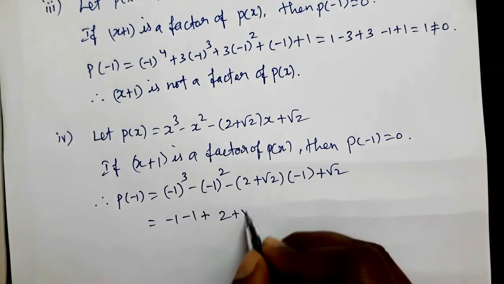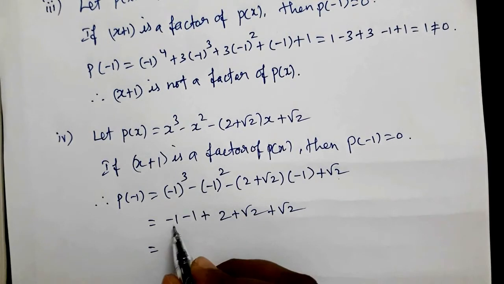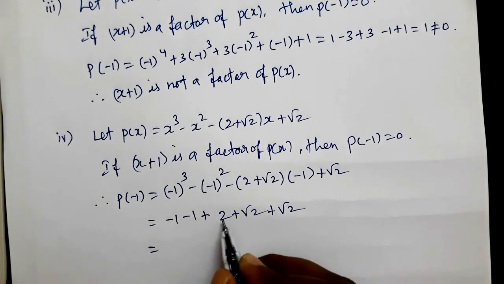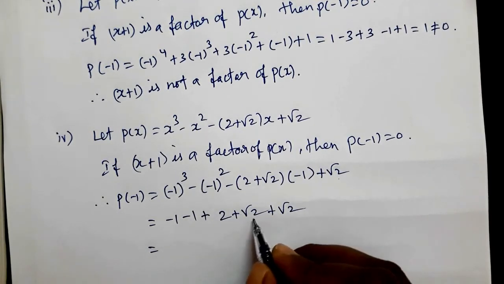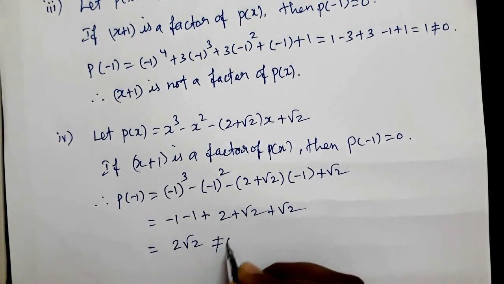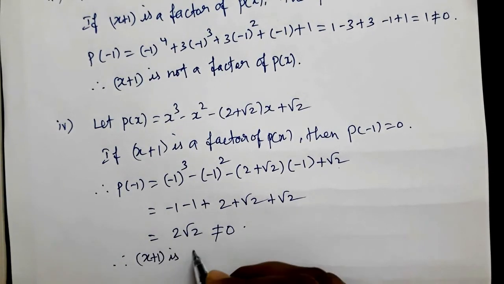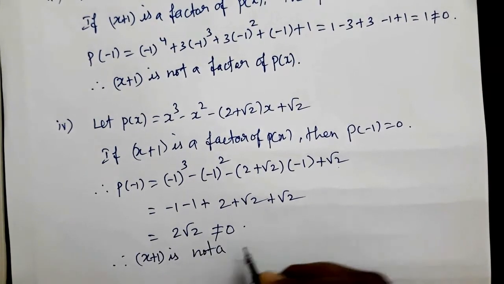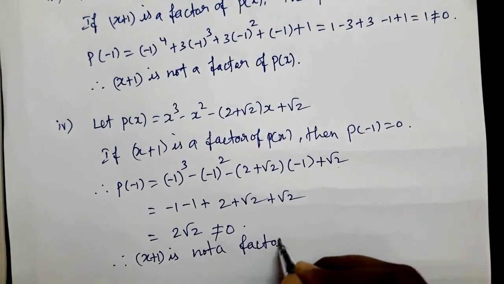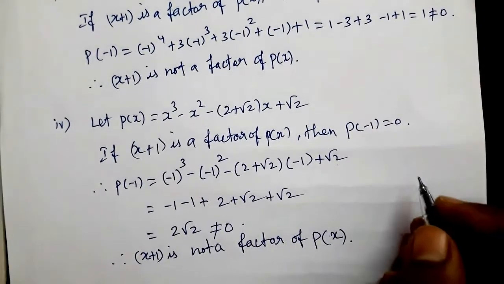So 2 plus root 2, and again one more plus root 2. Here minus 1 gives minus 2. Minus 2 plus 2 gives 0. So remaining root 2 plus root 2, that is 2 root 2. This is not equal to 0. Therefore x plus 1 is not a factor of polynomial p of x. That's all for the first Roman.